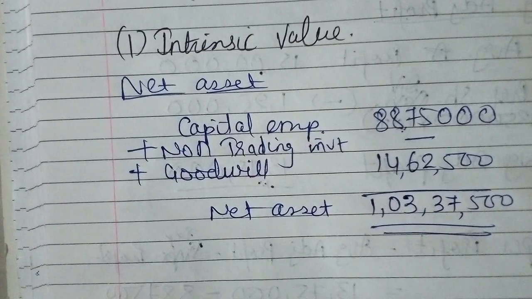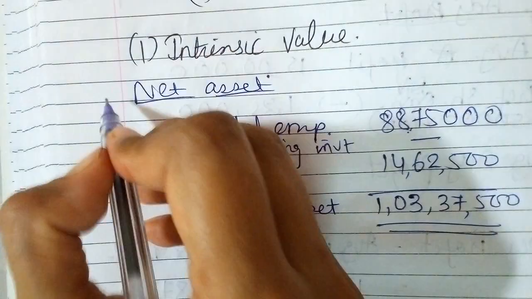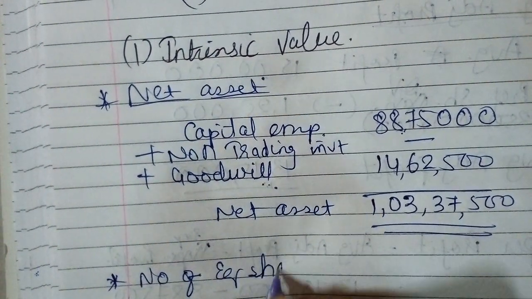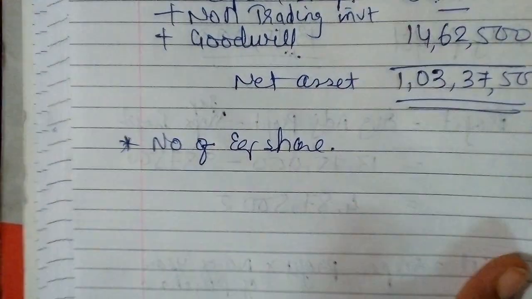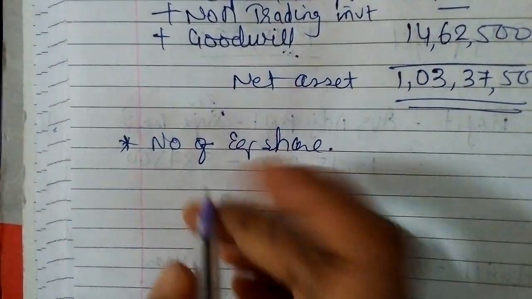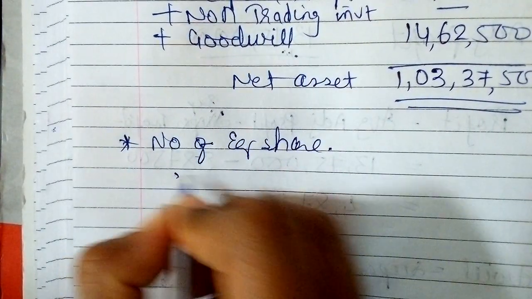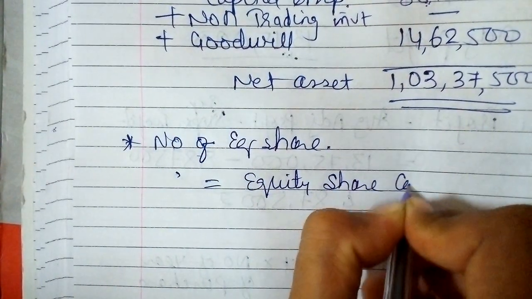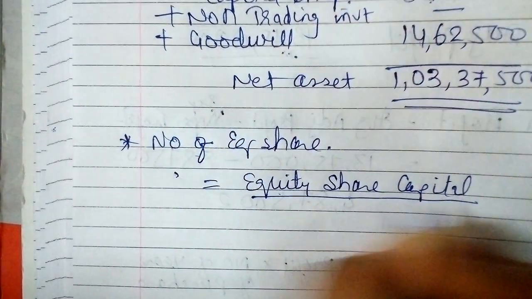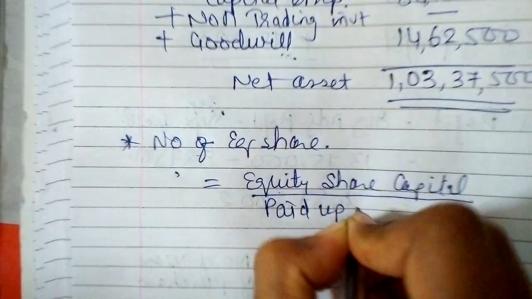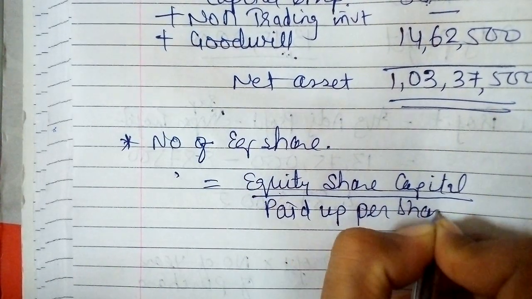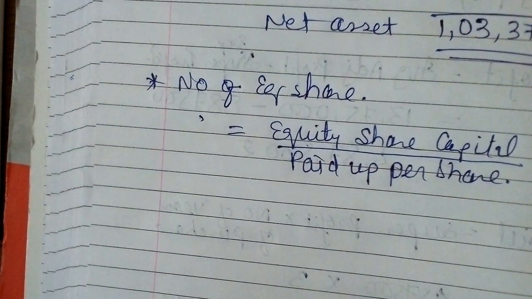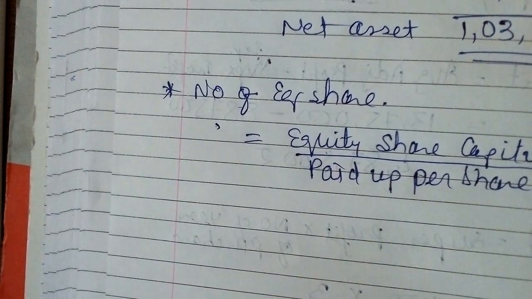Now for calculating intrinsic value, what will be the formula? Net asset divided by number of equity shares. So here the most important thing, look at the equity share capital, guys. So number of equity shares, how can we get? Equity share capital divided by paid up value per share. Up till now, in each and every example, it was only given equity share of ₹10 each fully paid, right?